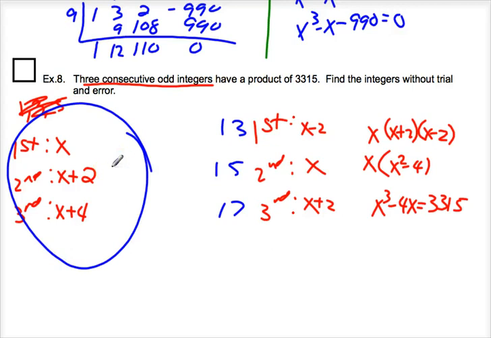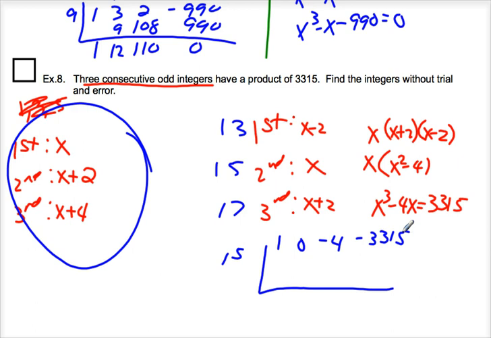So please make sure that you take the time to run your x through the synthetic, because that's what I'm expecting on the test.